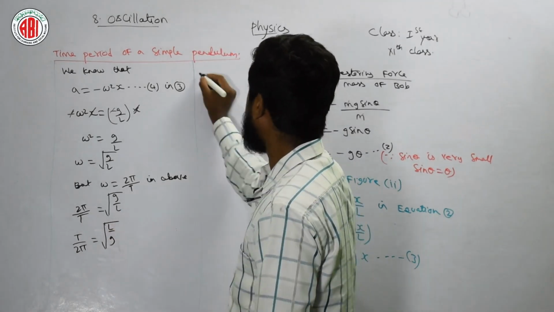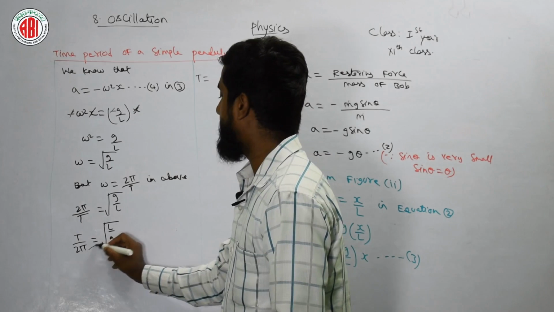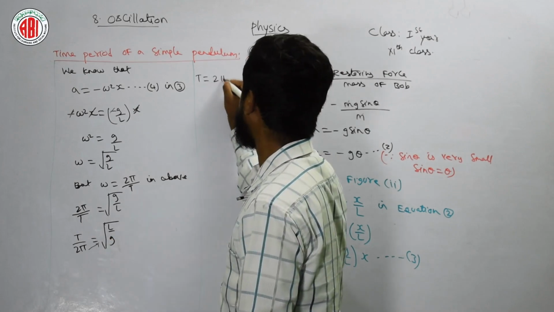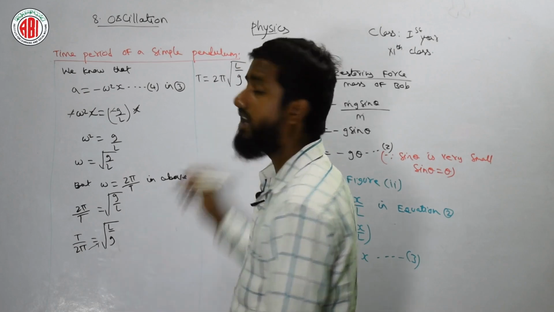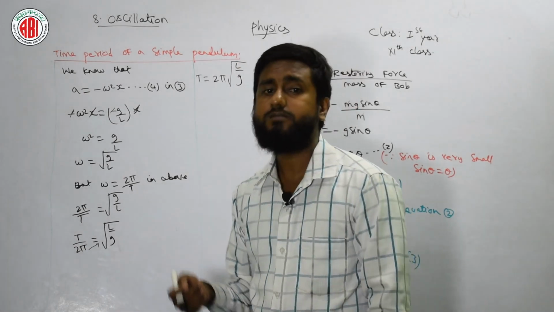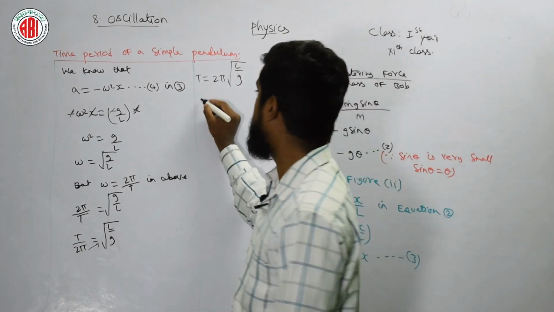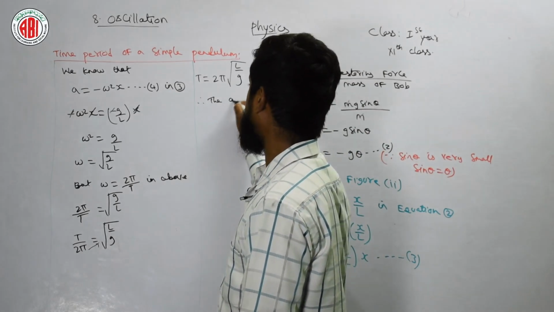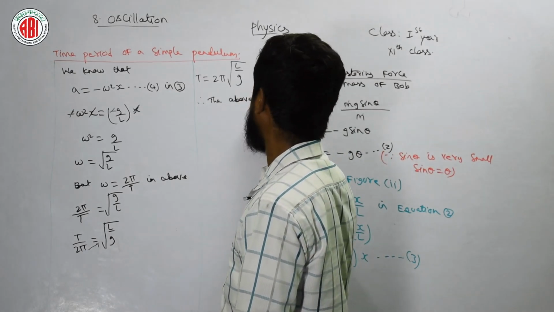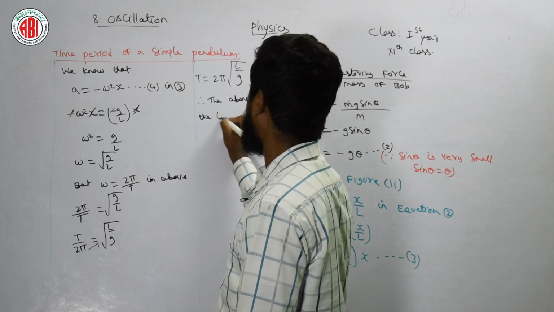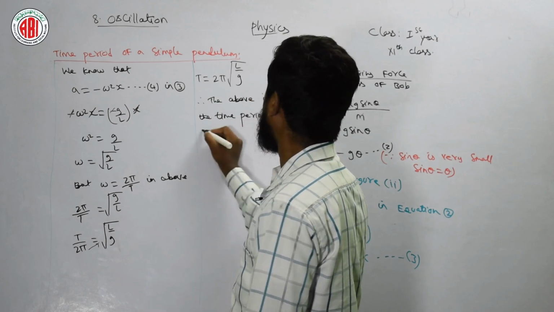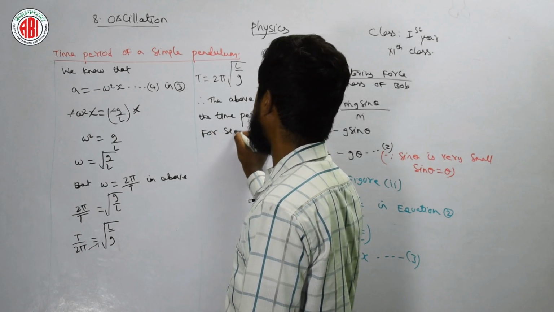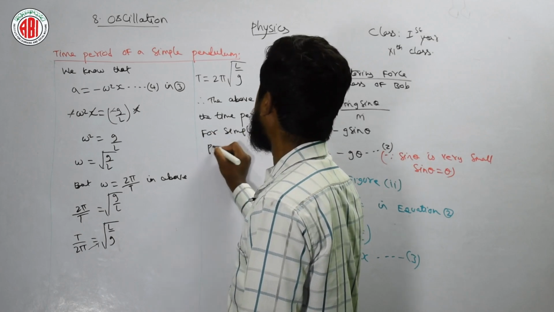So T is equal to 2 pi, which goes to this side, and it becomes T equals 2 pi under root of L by g. This is the time period for the simple pendulum. Therefore, the above is the time period for a simple pendulum, and this is one of the important and easy answers.